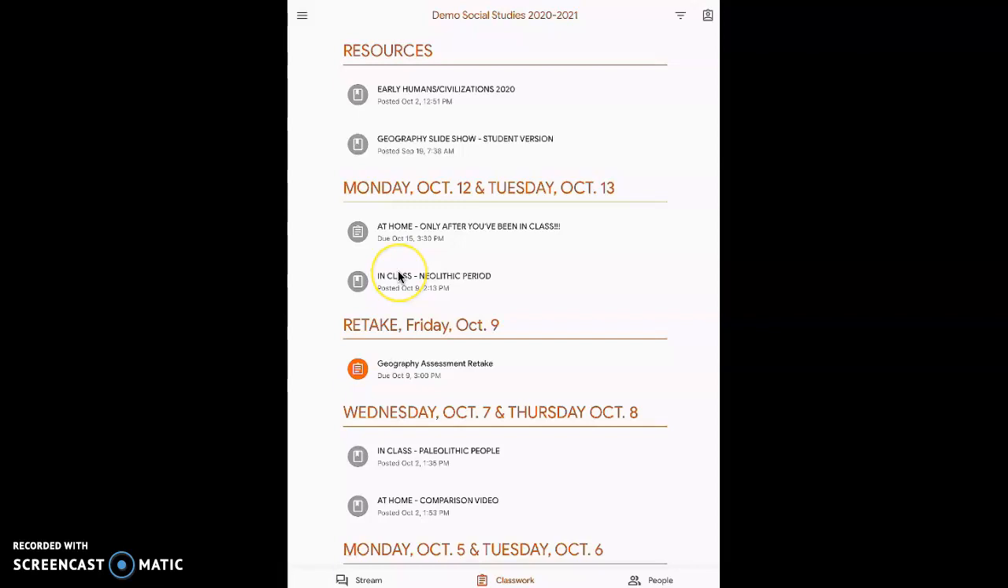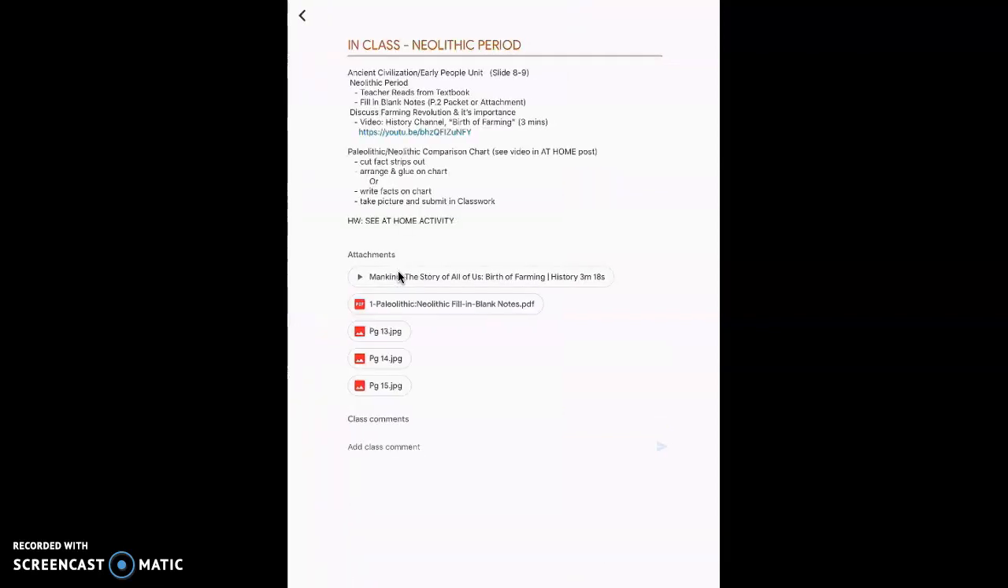So I'm going to click right here on the in class. Neolithic period is what we're going to be talking about. Last class, we talked about the Paleolithic period. We talked about how they learned how to use fire to their advantage to cook, for light, for heat, and then for protection as well. So we talked about that.